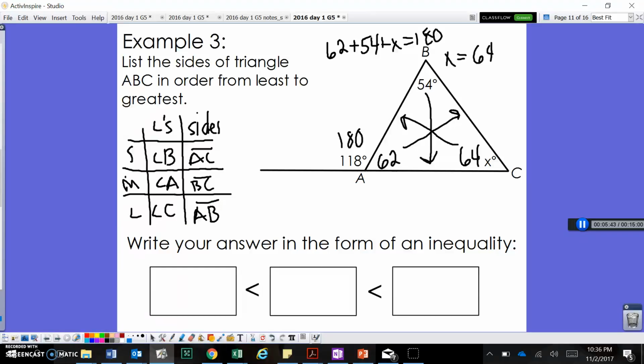Okay, so I need them from least to greatest. And we're writing it in the form of an inequality. So this sign means less than. Alright, so least to greatest, our smallest is side AC. Our medium size is BC. And the largest will be AB. Okay?